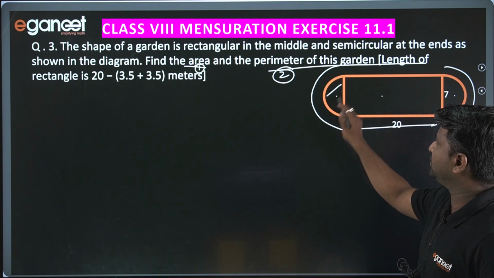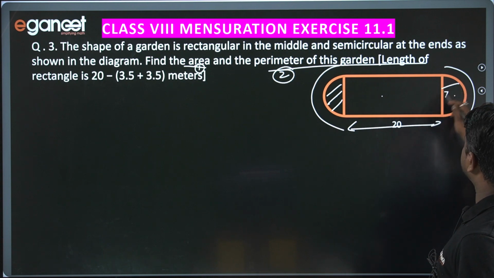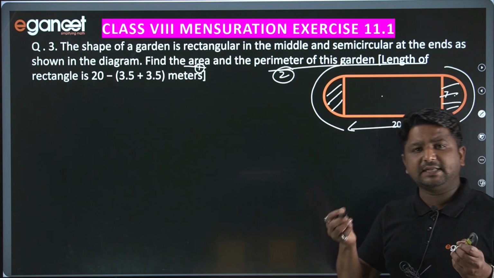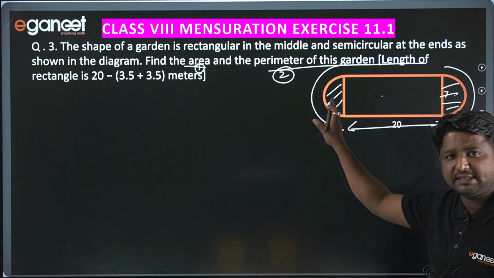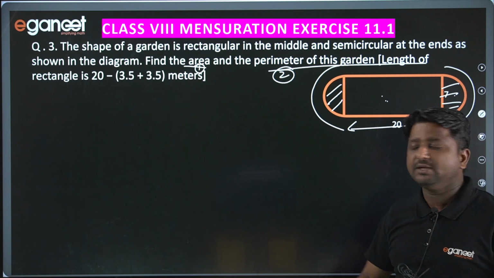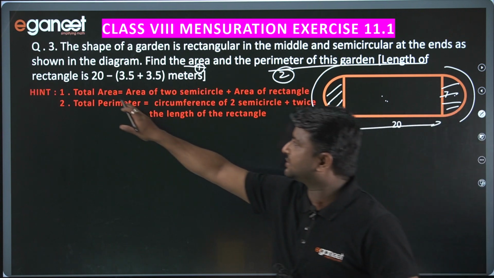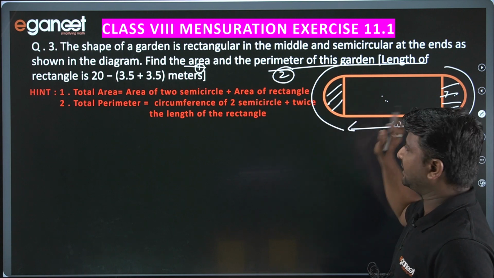This portion, you can say it is the area of a semicircle. Now this one is also the area of a semicircle. So it will be the sum of the area of this semicircle plus the area of this semicircle plus the area of this rectangle, right? So this is my hint to you. Hint is, what is total area? Area of 2 semicircles plus area of the rectangle, right?